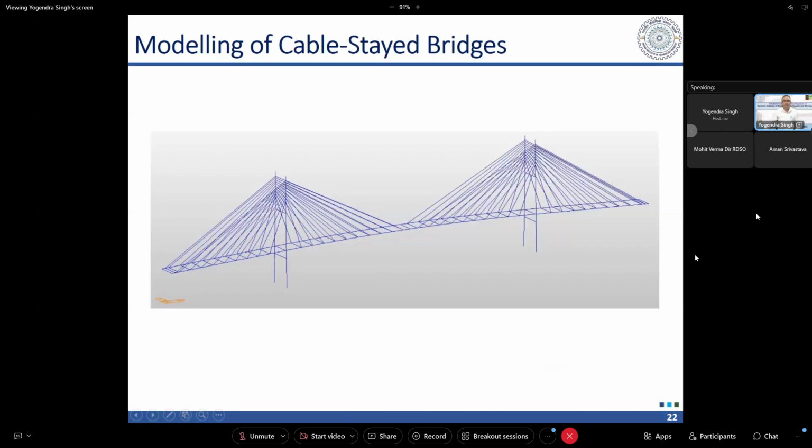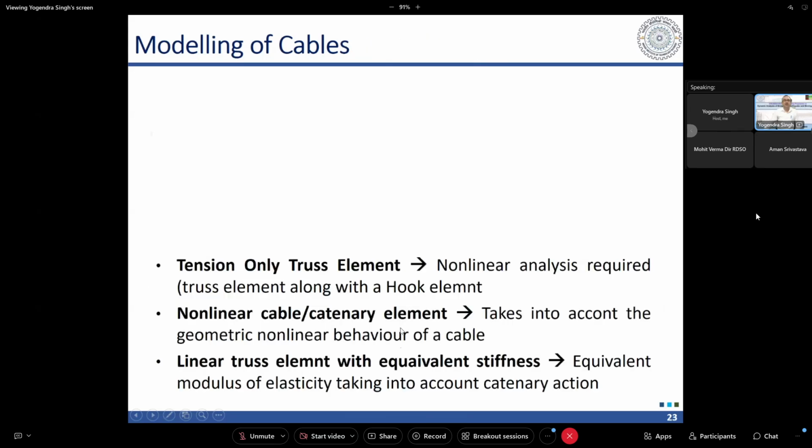Then in case of cable stayed bridges, along with these elements which we can use to model the superstructure and the piers or the pylons, we have cables. So these cables have a very special behavior.